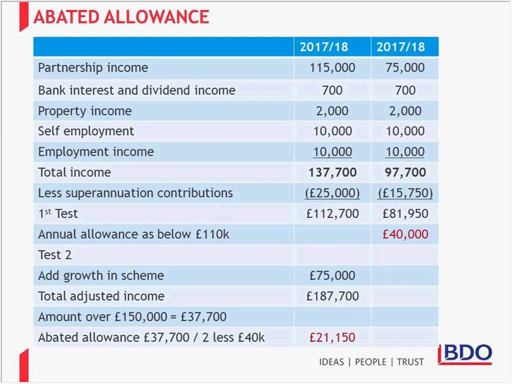But for that, we need to add on the growth in the pension scheme to see whether or not there's an abated allowance. For this example, we've got 112,700, growth in the scheme of 75,000. So those two numbers together to arrive at adjusted income of 187,500, and we've got an abated allowance of 21,150.